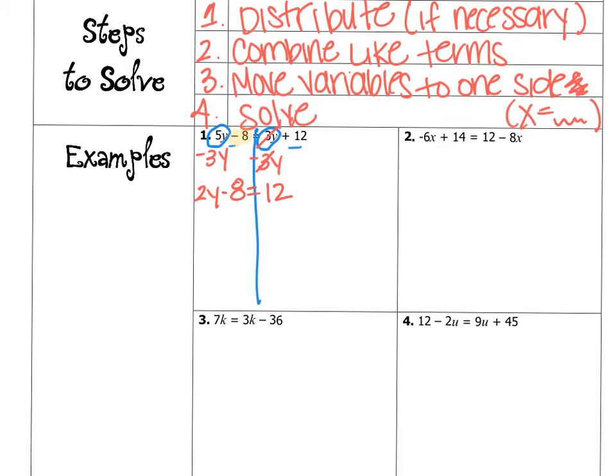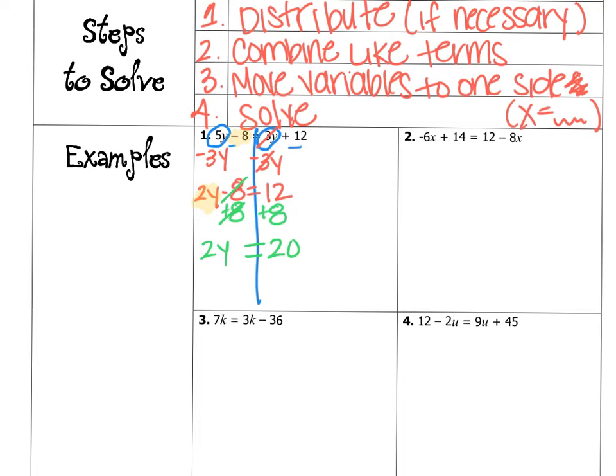Now our next step could be, since we're subtracting 8, it would be to add 8 to the other side. So if I clean this up, I still have that 2y. I haven't touched it yet. So this 2y is still here. My 8's cancel. Negative 8 plus 8 is 0. It cancels. So I have 2y equals 12 plus 8 is 20.